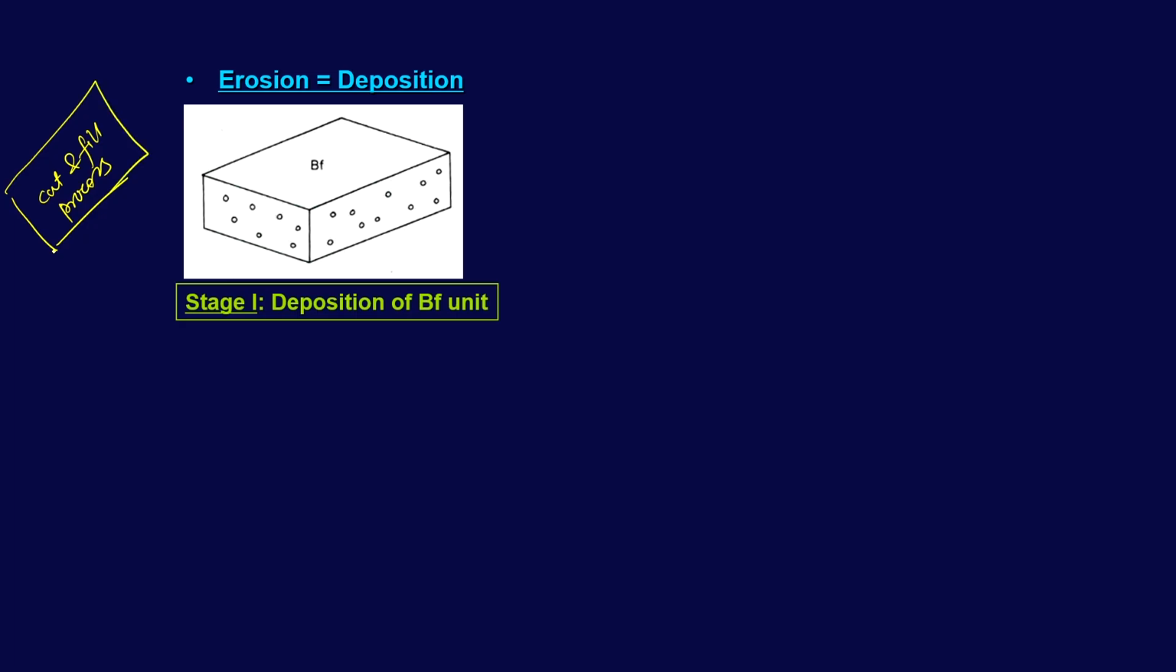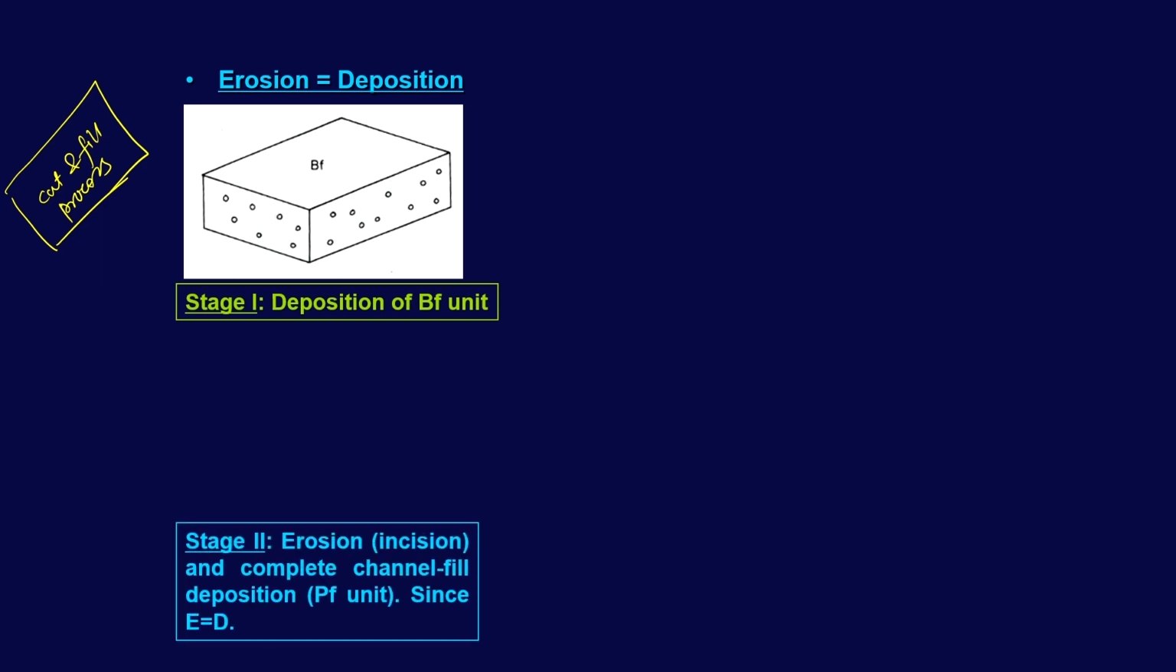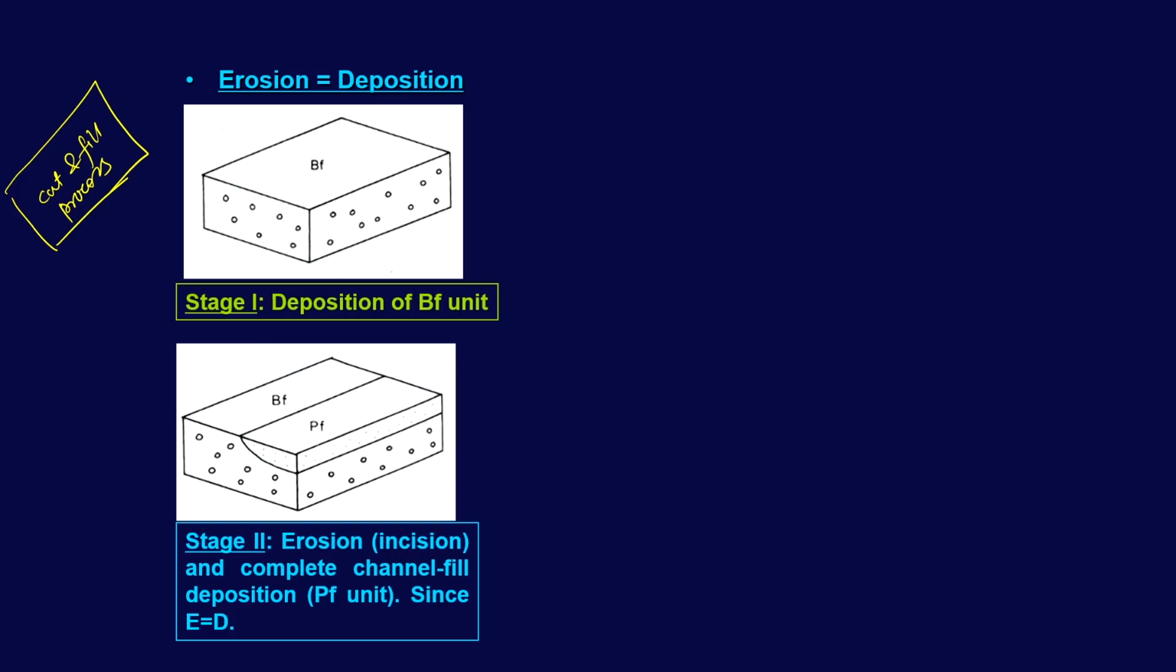When we were talking about the terraces and all that. Okay. So for the previous two examples also, this process remains the same. Here we have erosion, incision and complete channel fill, because erosion is equal to the deposition. So whatever was cut has been filled up, it has been leveled. Okay. So erosion is equal to your deposition.